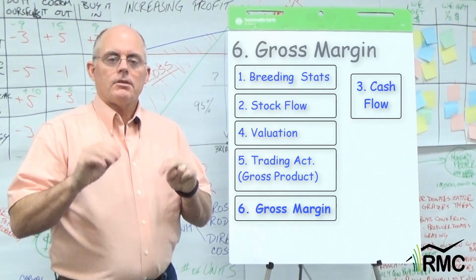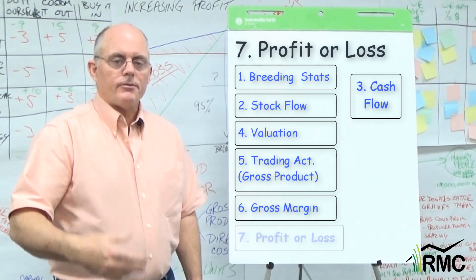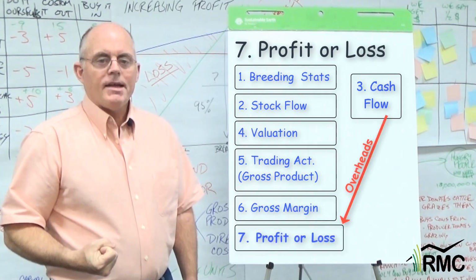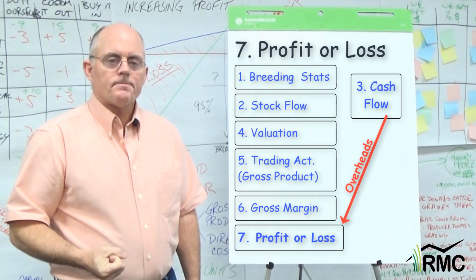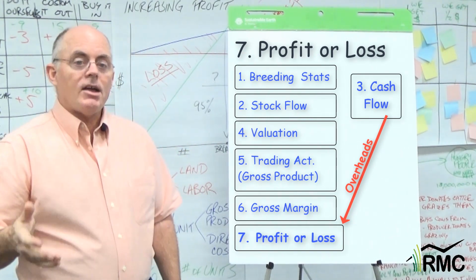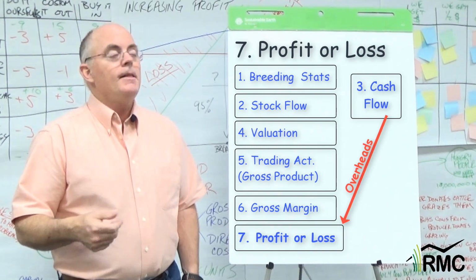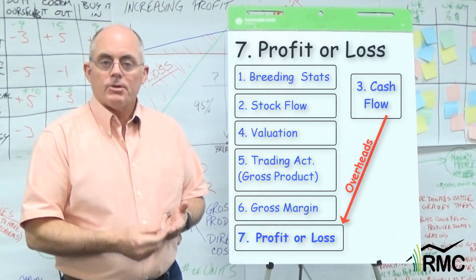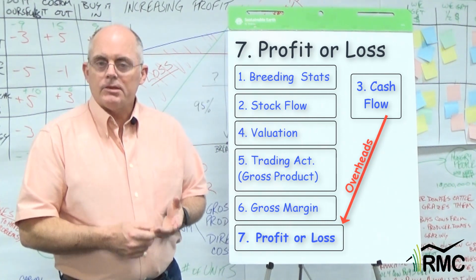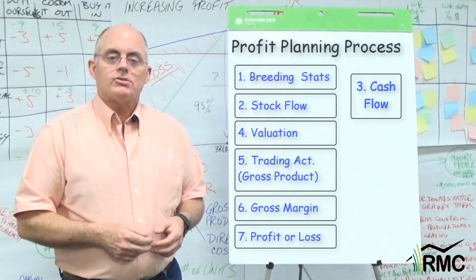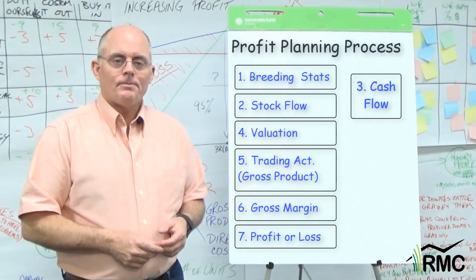Finally, the seventh and final step, projecting profit or loss. To do this, we pull the overheads out of the cash flow and subtract them from the gross margin. Of course, there may be some non-cash overheads that aren't in the cash flow that we'll need to include in our projection. Things like opportunity rent, depreciation on equipment, unpaid family labor. There you have it. That's the 7-step profit planning process.